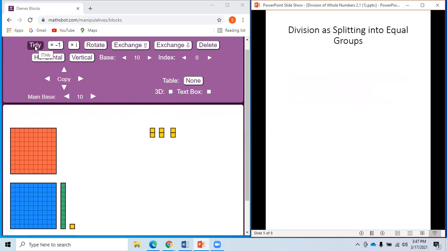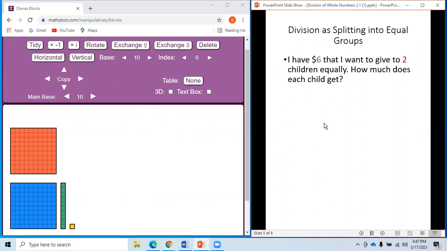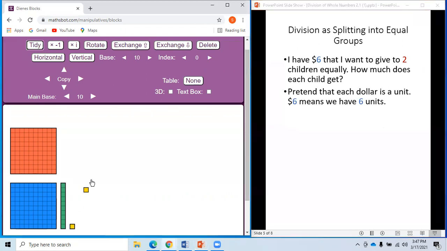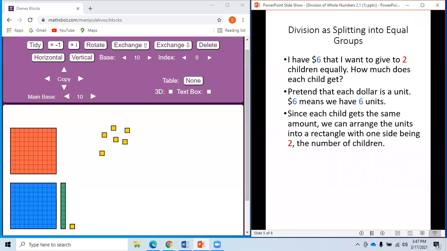We can think about division as splitting into equal groups. I have $6 that I want to give to 2 children equally. How much does each child get? Pretend that each dollar is a unit. So $6 means that we have 6 units. Since each child gets the same amount, and we have 2 children, we can arrange the units into a rectangle with one side being 2.